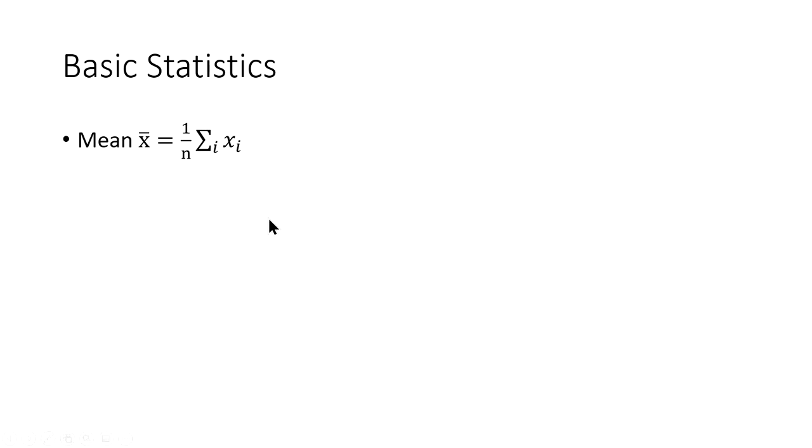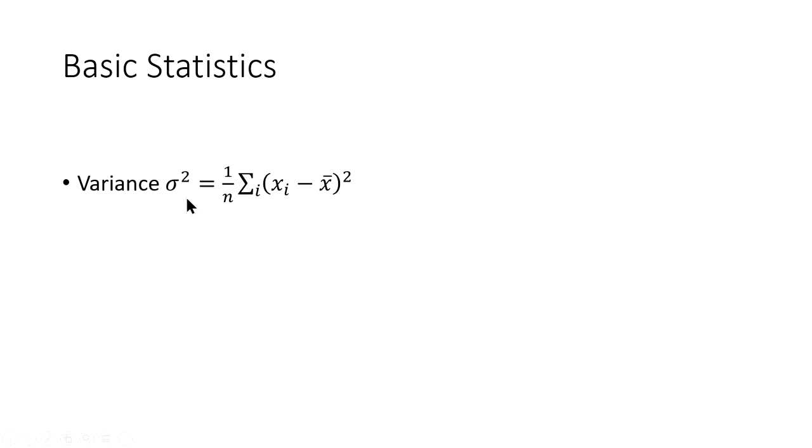A lot of times we want to compute the average or mean of a set of values, like x bar is 1 over n times the summation of all the numbers together. And second, we want to compute the variance, for example, sigma squared, which is defined by 1 over n times the summation of xi minus x bar squared. So x bar is the mean previously computed.